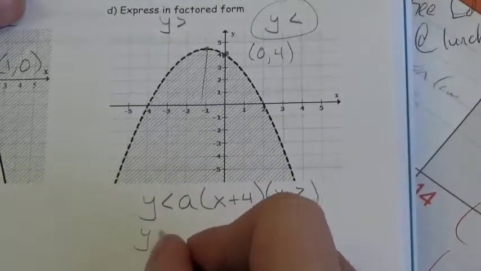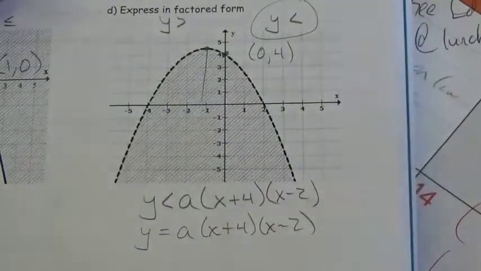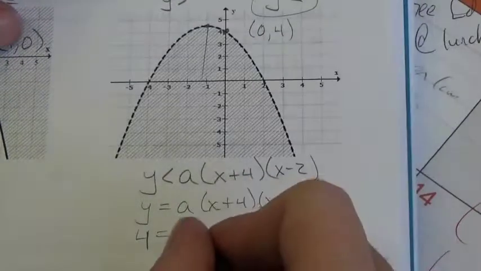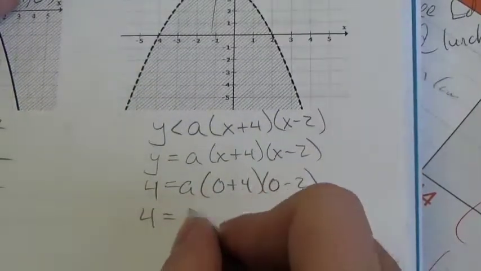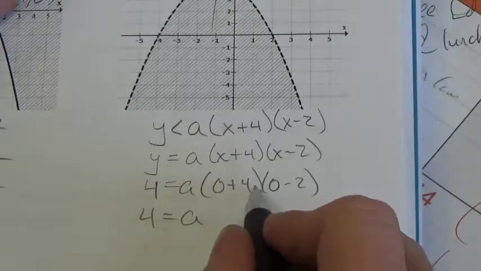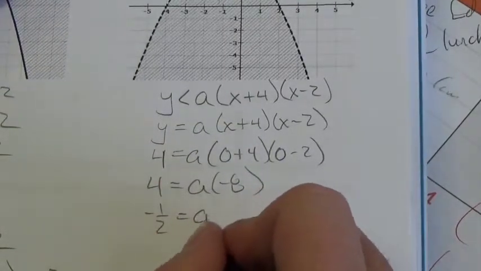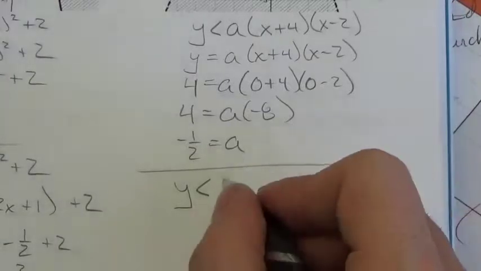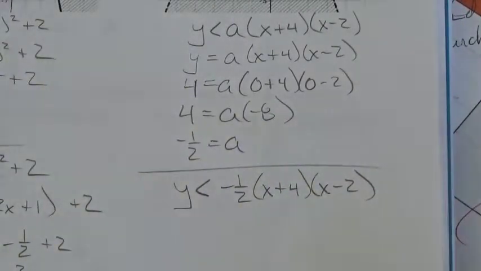We'll plug that in. Again, at this point, we're only interested in the parabola, not the region, because I'm trying to come up with the equation of the curve, so I don't need the inequality. Let's plug that in. 4 is equal to a times 0 plus 4, 0 minus 2. So 4 is going to equal a times +4, -2, which is -8. And when you divide, we're going to get that a is equal to -1/2. So putting that all together, we get y is less than, shaded below a dotted line, -1/2 times x plus 4, x minus 2, and that's in factored form. I don't have to go any further because that's what they were asking me to do, just to put it in factored form.